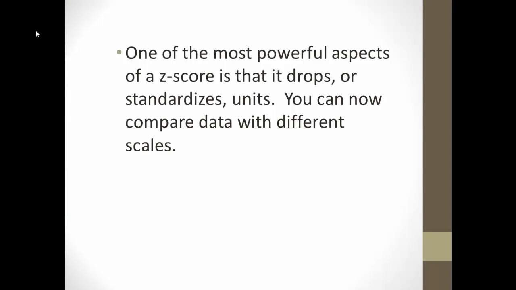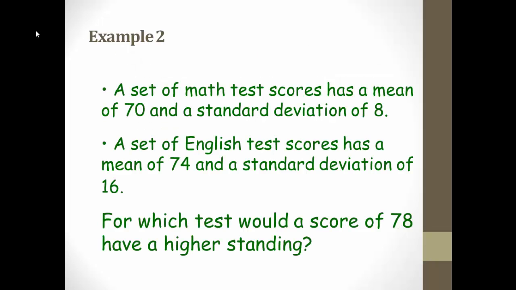Again, one of the most powerful aspects of a z-score is that it drops or standardizes units. We can now compare data with different scales. So here's our second example. I have a set of math test scores with a mean of 70 and a standard deviation of 8. English test scores have a mean of 74 and a standard deviation of 16. I score a 78 on my math test and a 78 on my English test. So which test did I actually do better on?